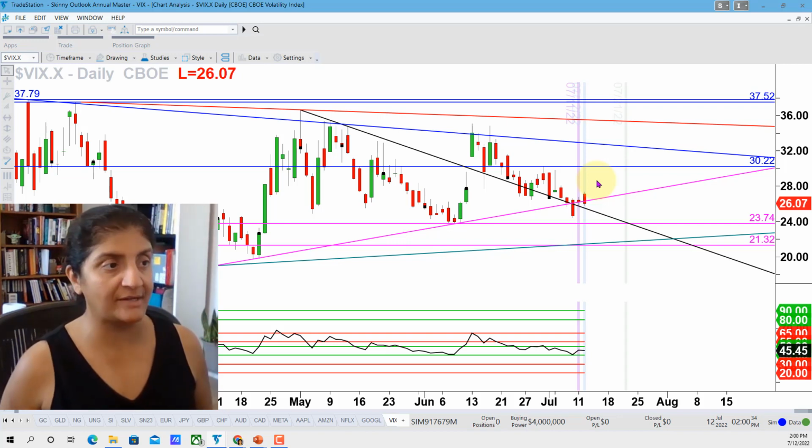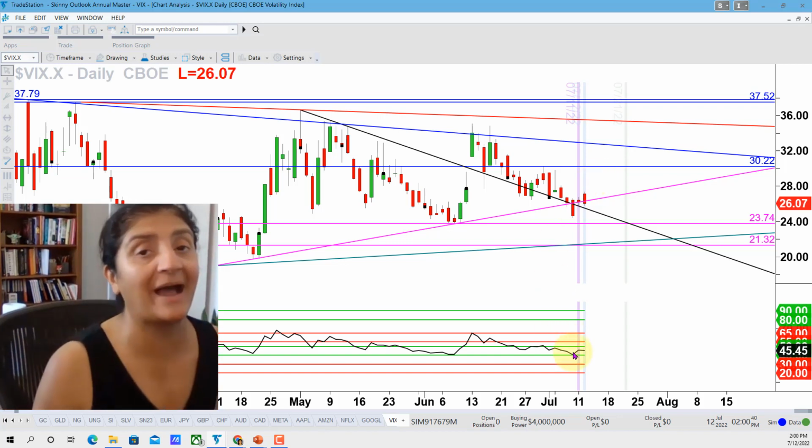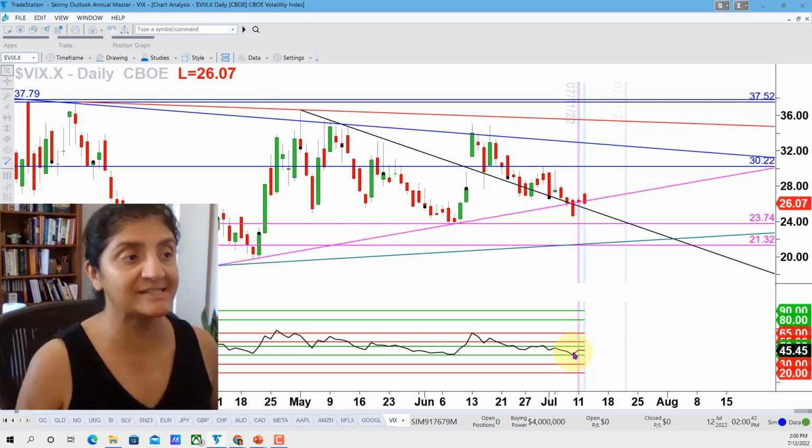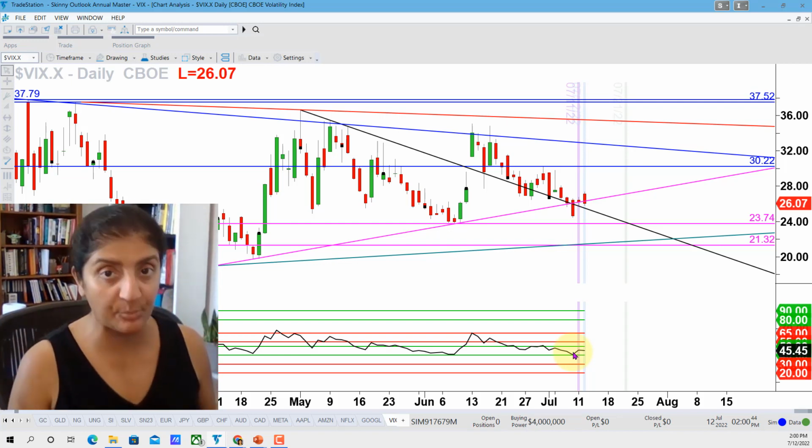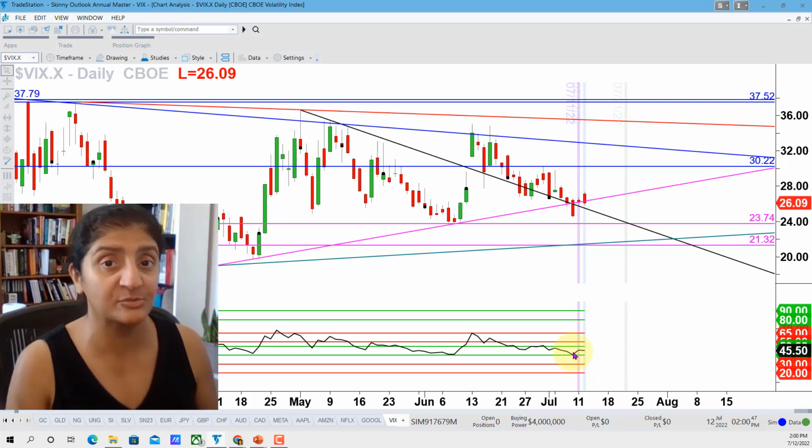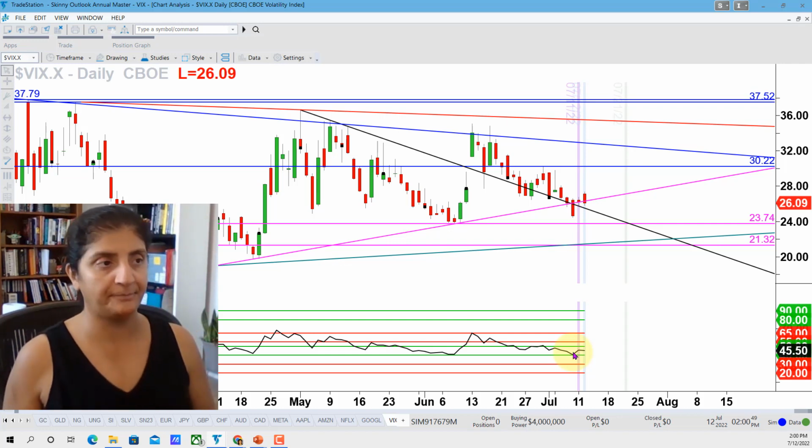Price is in a downtrend, and we are at the intersection of two major trend lines. So all of that on top of the RSI power zones being back at the bull support power zone suggests to me that the VIX is primed. Okay, it's not 100% yet, but it's primed, it's ready to turn higher.